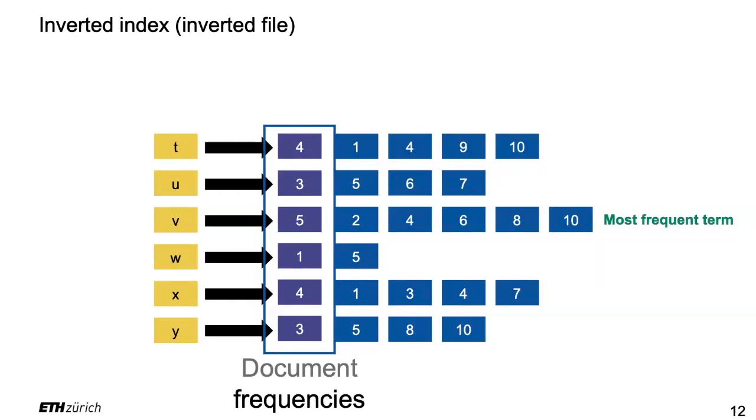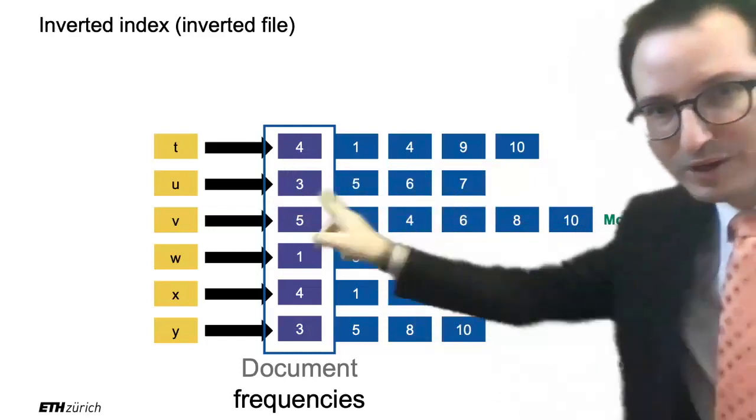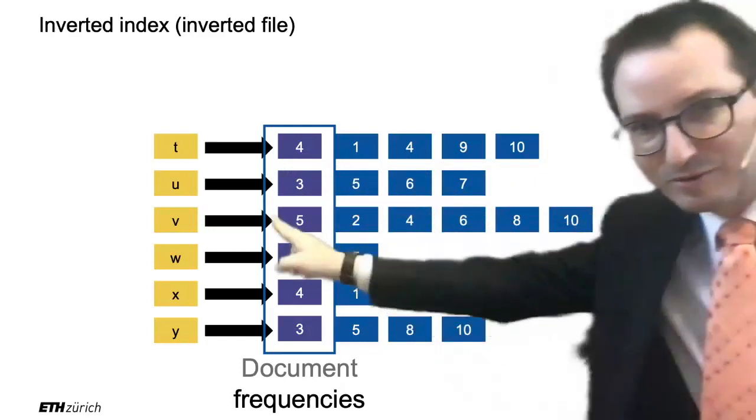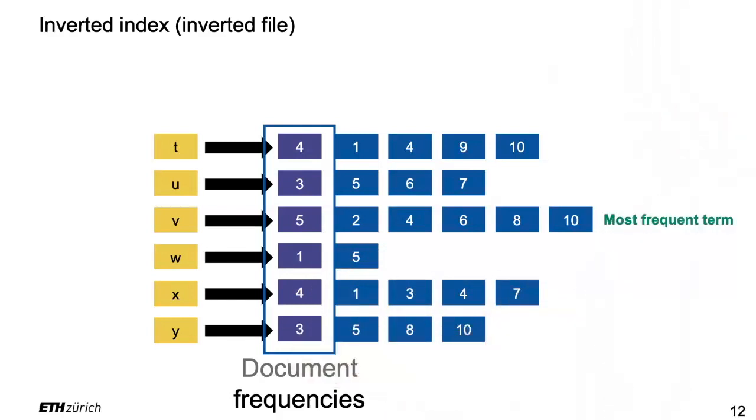I will add here, before the postings list, what is called the document frequency. It's just a count, right? It's only a count of the number of postings that follow. So you see here, how many you have? 1, 2, 3, 4, so you put a 4. 1, 2, 3, so you put a 3. 1, 2, 3, 4, 5, you put a 5. These are called document frequencies. We'll come back to that because that will be useful for ranked retrieval.